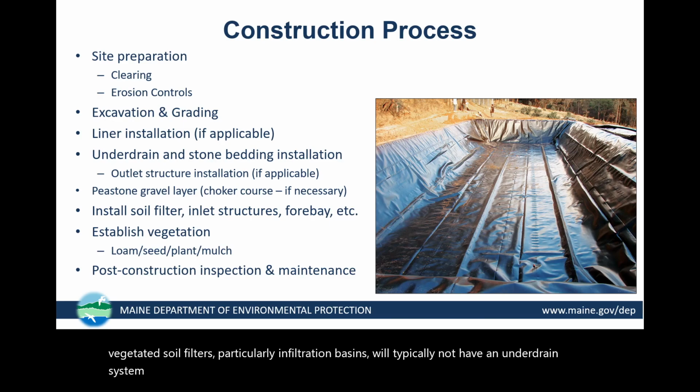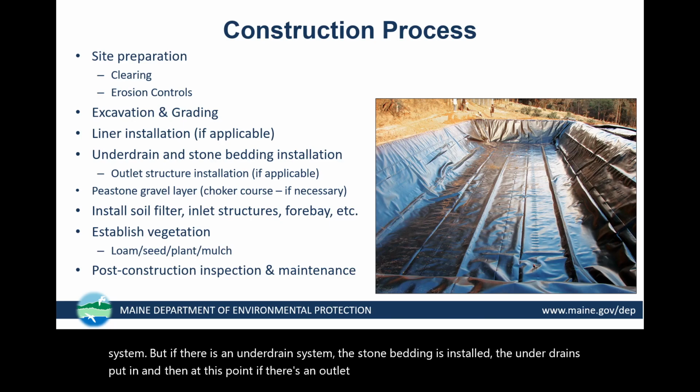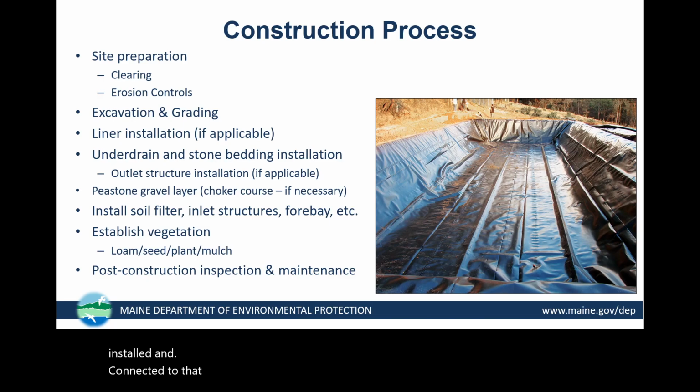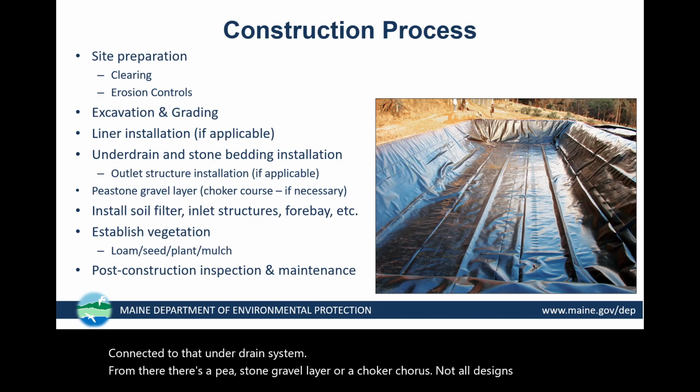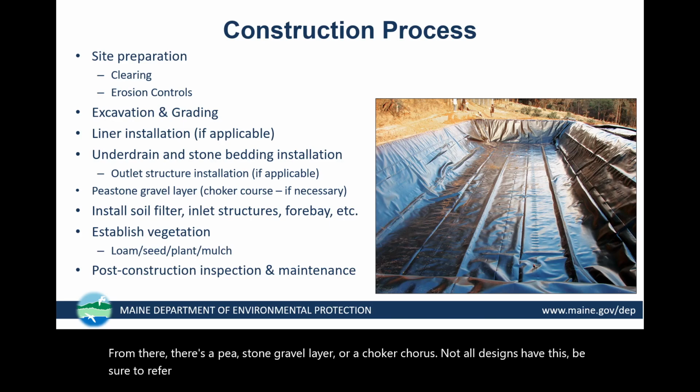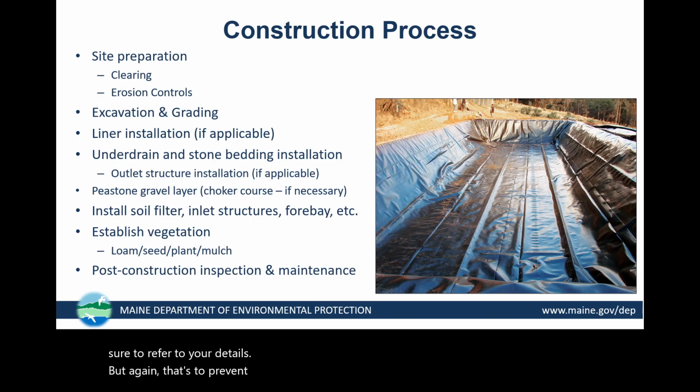Not all vegetated soil filters, particularly infiltration basins, will typically have an underdrain system. But if there is an underdrain system, the stone bedding is installed, the underdrain's put in, and then at this point, if there's an outlet structure, the outlet structure is often also installed and connected to that underdrain system. From there, there's a pea stone gravel layer or choker course. Not all designs have this. Be sure to refer to your details. But again, that's to prevent the soil filter from migrating into that gravel reservoir.